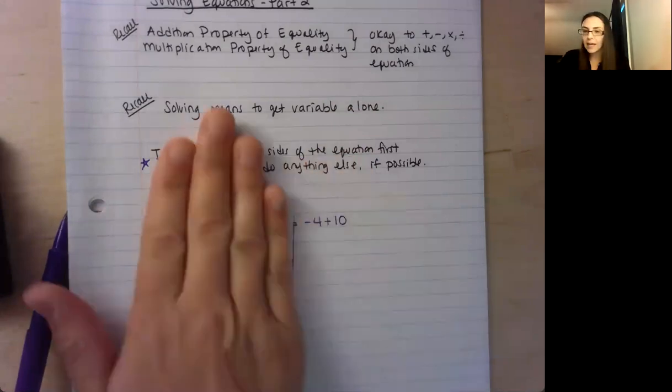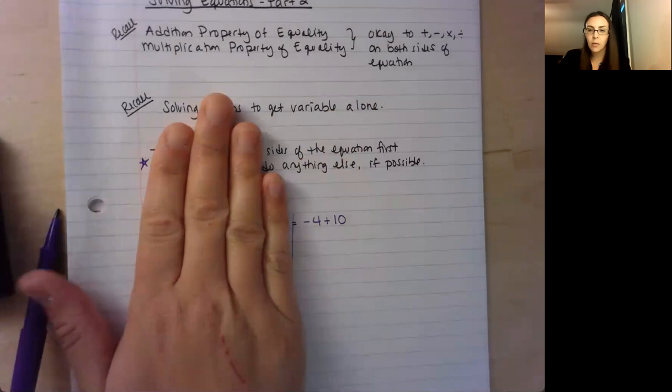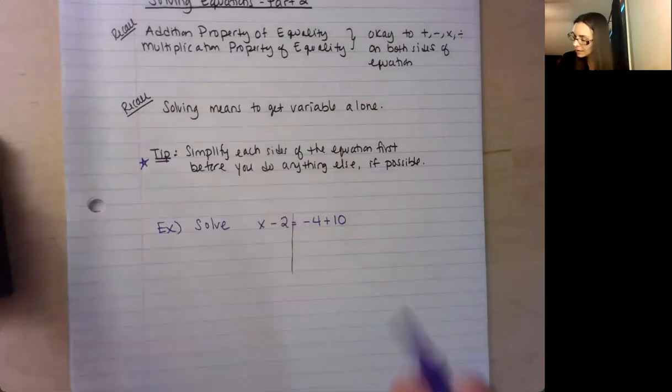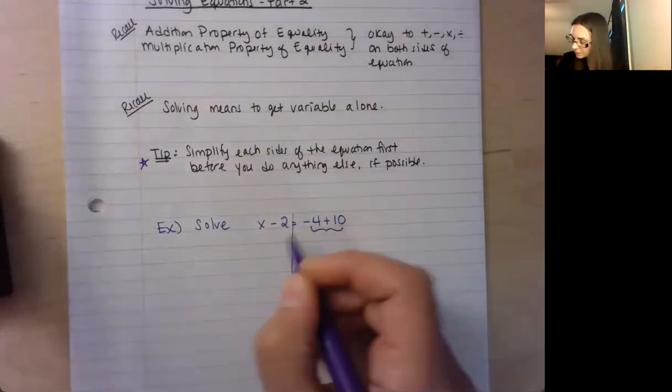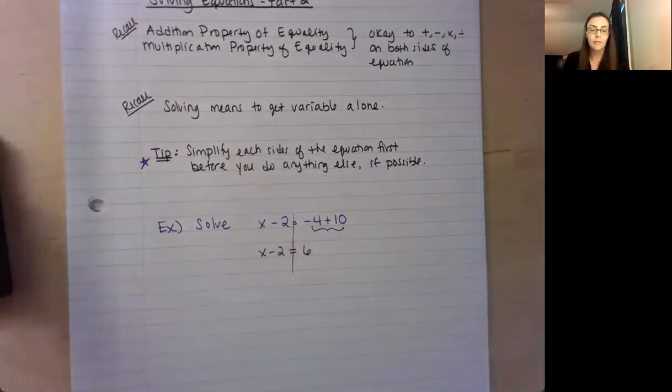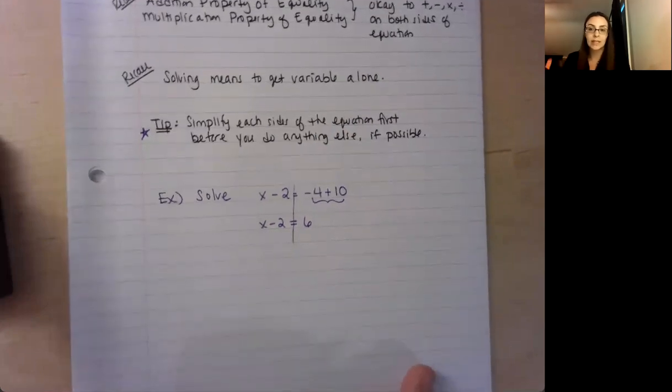So there's nothing I can do on the left side. But on the right side, I do have like terms. I have a negative 4 plus 10. So I could actually simplify that, right? Negative 4 plus 10 is positive 6. So I'm going to go ahead and simplify this first. Now that I've simplified it, hopefully it looks familiar to you. This is a one-step problem that we saw in the last video.